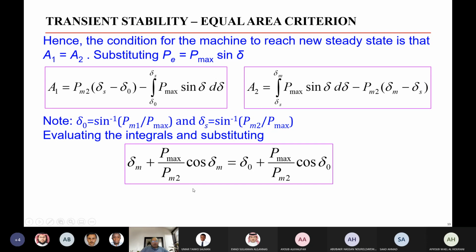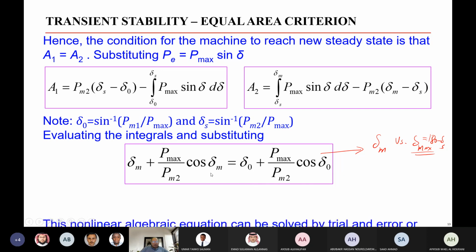Okay? So we need to solve for this delta M, and we need to compare delta M versus delta max, which is 180 minus delta S, in order to see whether the system is stable or not. If delta M is less, that means we have enough deceleration area to compensate the acceleration. If delta M is greater, that means no, the deceleration area is not enough to compensate.